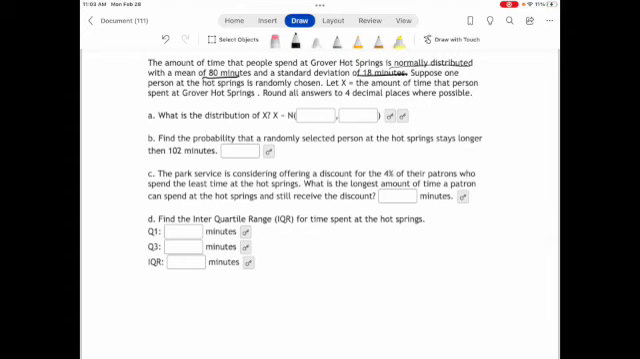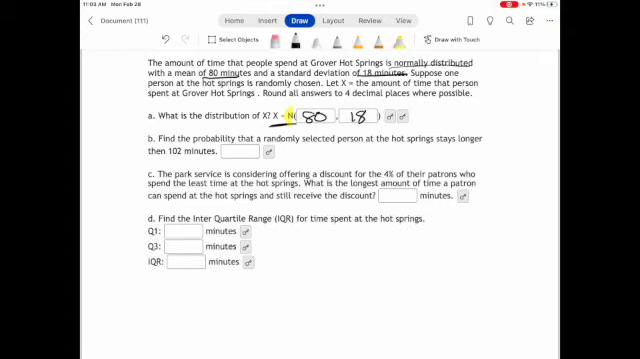Now for part A, they're just asking for the notation. This is the normal distribution, so that's why there's this N here. And then we're going to put in the mean in the first spot. We always put the mean and then the standard deviation.